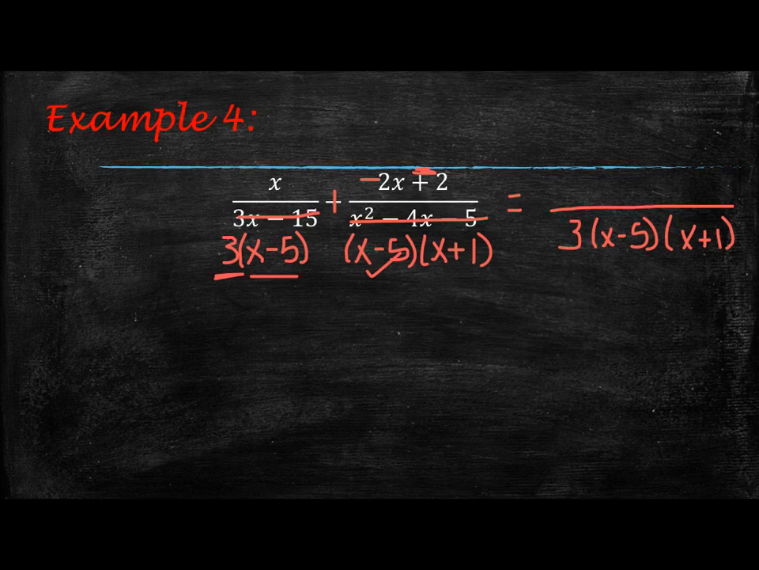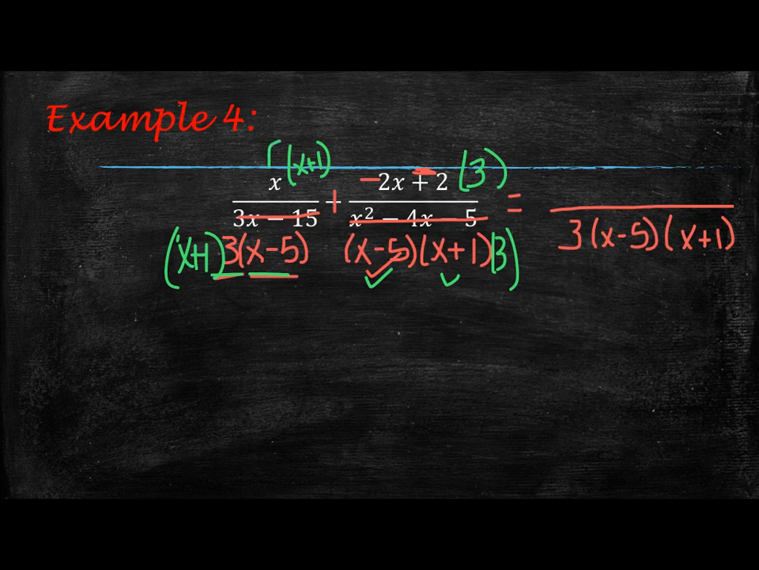Okay, so now let's see what's missing in each of the fractions so that we can multiply it. So in this first fraction, we have a 3 and an x minus 5, but we also need the x plus 1. So we're going to multiply our numerator by x plus 1, and multiply the denominator times x plus 1 as well. Then in the second fraction, we have x minus 5 and we have x plus 1. We need a 3. So multiply the top and the bottom by 3, and then now we'll have common denominators.